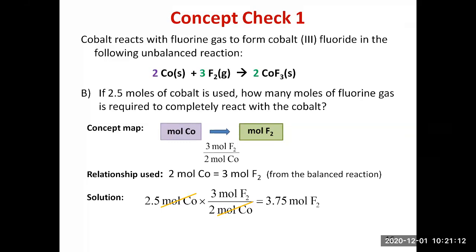However, here, the given amount had only two sig figs, 2 and 0.5. So here we need to keep two sig figs only, and so we will keep the 3 and the 7. What comes after the 7 is a 5, so you need to round the 7 up to an 8. And the final answer will be 3.8 moles of F2. So that's the amount of fluorine gas that you need to bring to completely react with the 2.5 moles of cobalt.